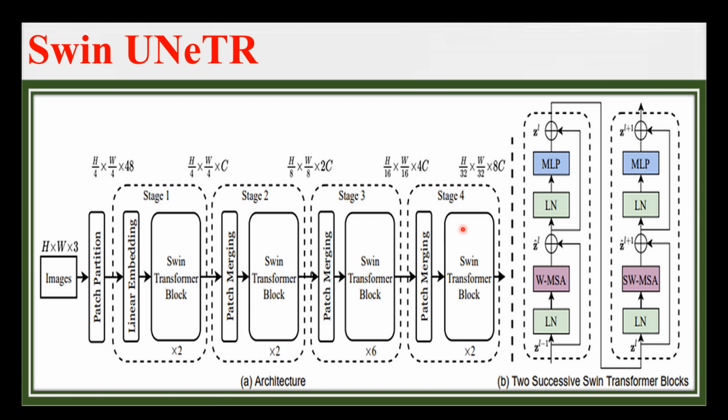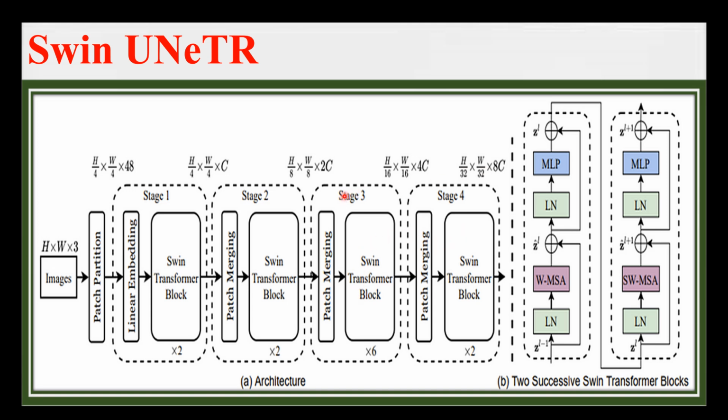Now this decoder consists of transposed convolutions, which increase the spatial resolution of the features, and skip connections that merge the high resolution features with the corresponding features from the feature pyramid network. Then we have dilated convolutions. So Swin UNETR employs dilated convolution in the decoder, which allows the network to process a large neighborhood of the input without significantly increasing the number of parameters and computational complexity.